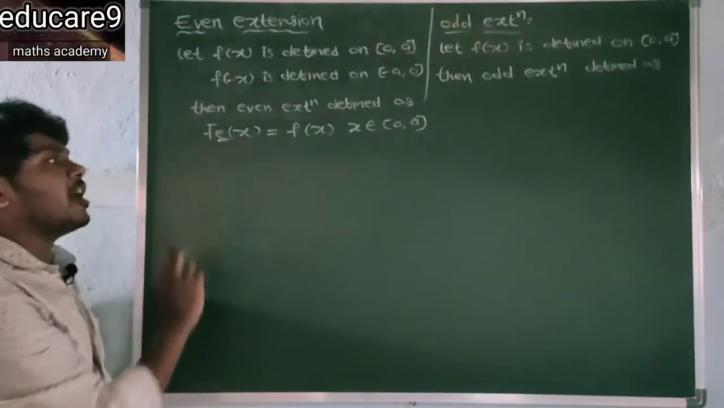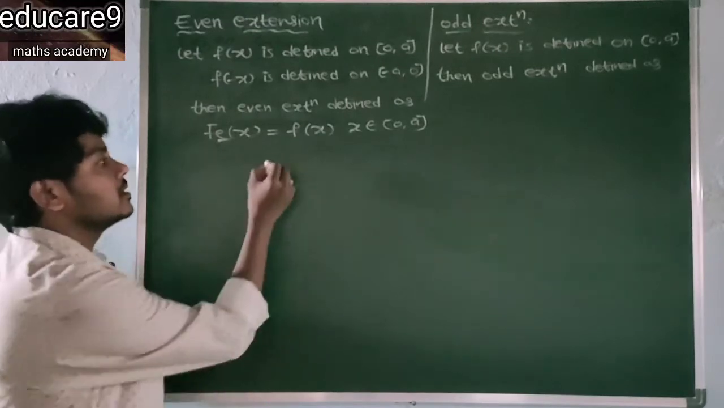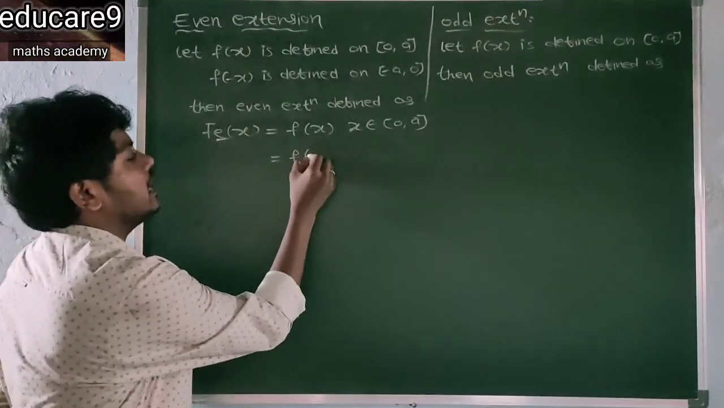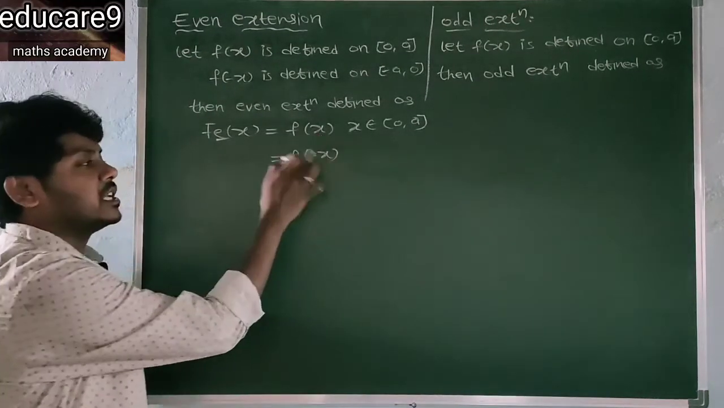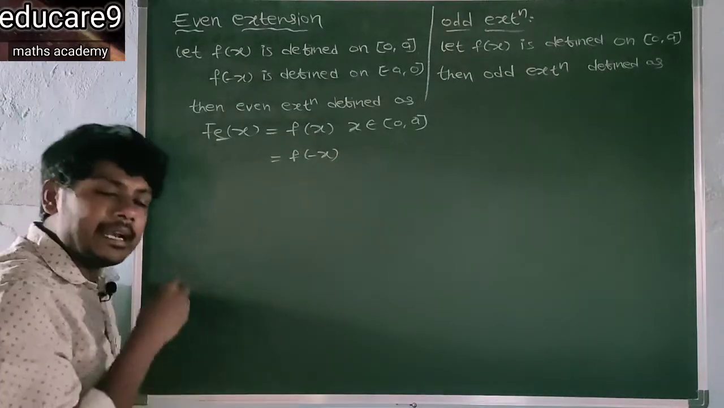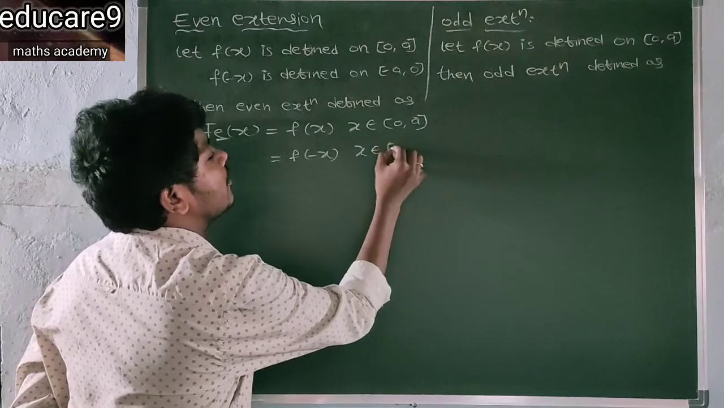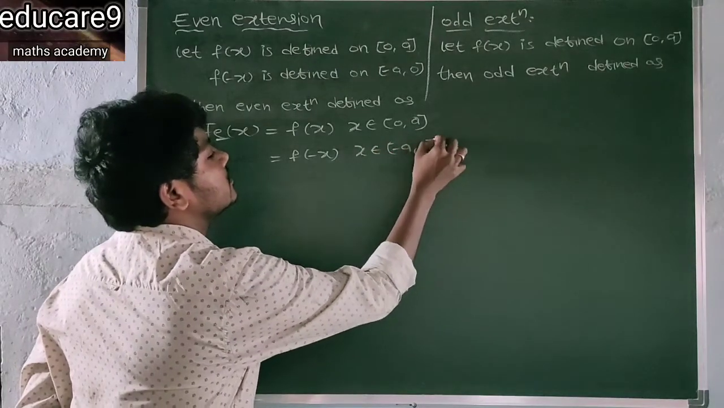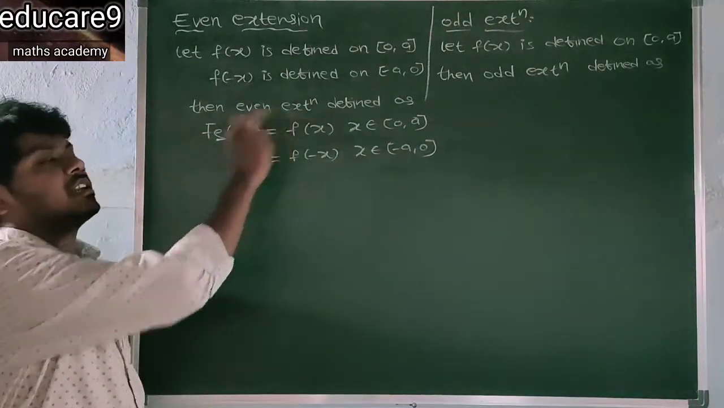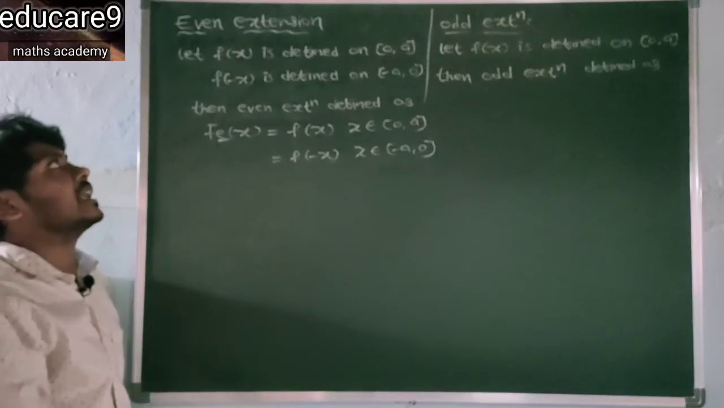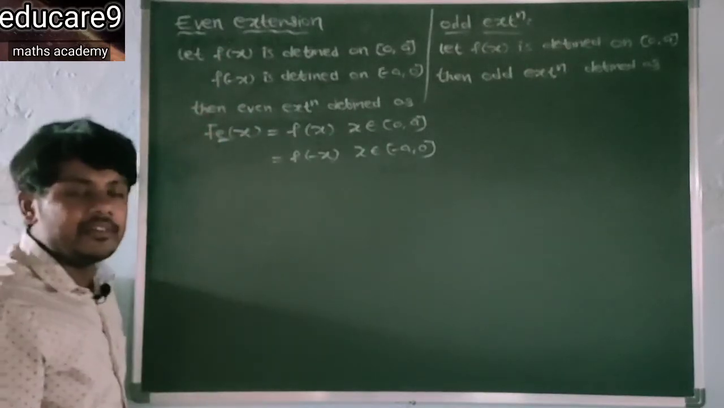Now what is f of minus x? Clearly f e of minus x is equal to f of minus x, and it is defined on the interval x belongs to minus a comma 0. So this is the extension of a given function, and clearly this is the even extension.